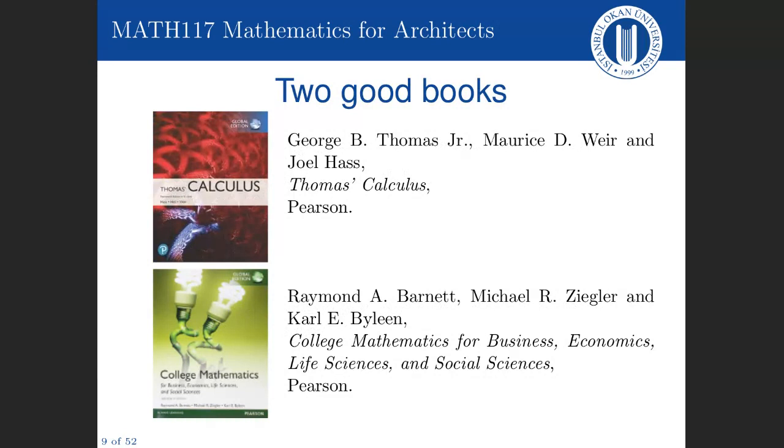Two good books for this course. For geometry and for calculus, a book called Thomas' Calculus is a very good book. All the engineering students at our university are forced to buy this book for their maths courses. Second good book, which covers geometry and finite math and calculus, is College Mathematics for Business, Economics, Life Sciences, and Social Sciences. These are not required purchases. You don't have to buy these books, but you might find it useful to find a copy of them.